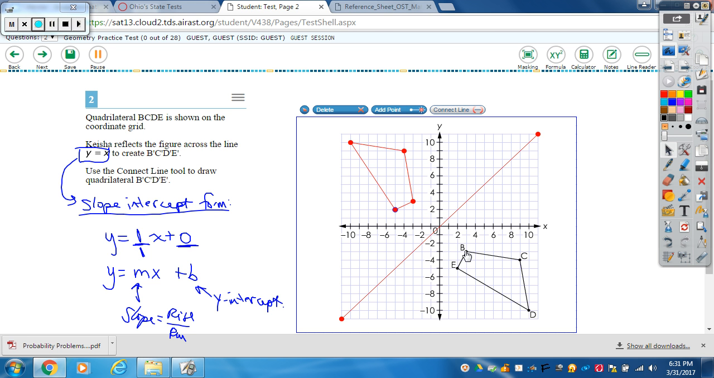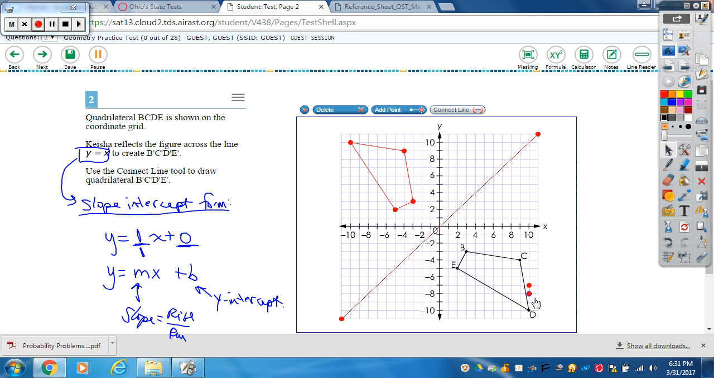From B to C, I've got down 1, 2, 3, 4, 5, 6. Over 1, 2, 3, 4, 5, 6. So I know I've got that right. From C to D, I can go up 1, 2, 3, 4, 5, 6. Over 1, 2, 3, 4, 5, 6.